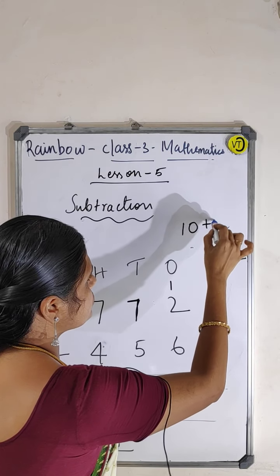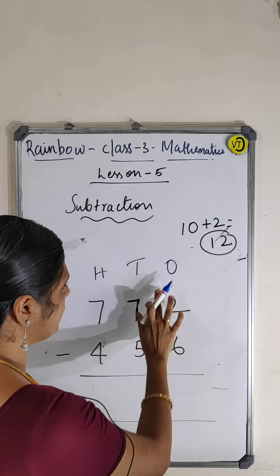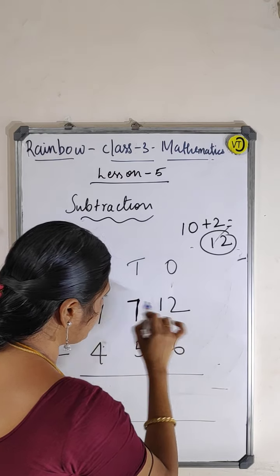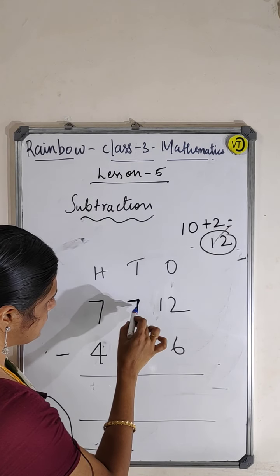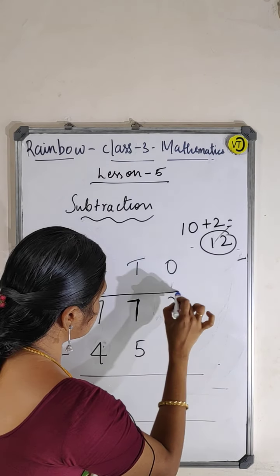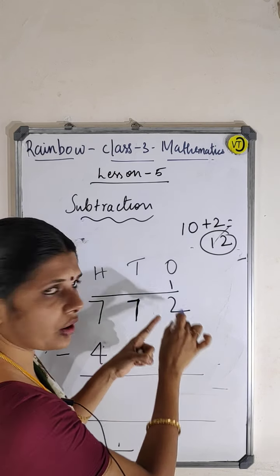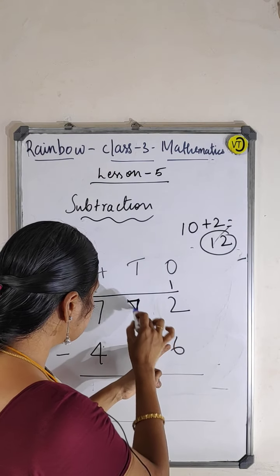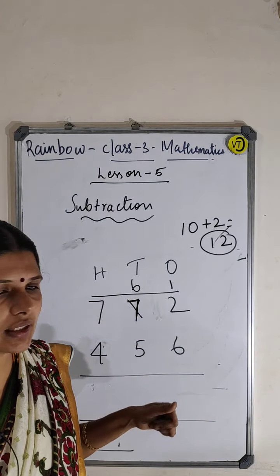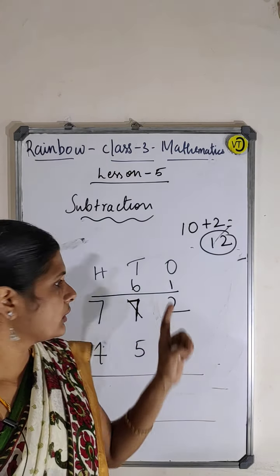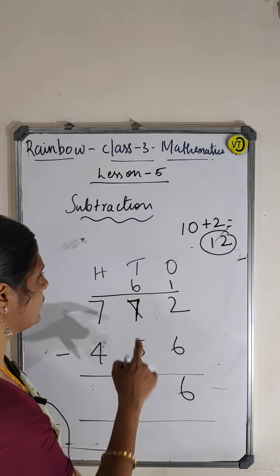1 ten plus 2 ones, how much is it? 12. The number here becomes 12. For your convenience, I will write it here. From the 7 I borrowed one, so it is 12. This is 6 now, because the 7 gave one. 7 minus 1 is 6 here. Now this becomes 12. 12 minus 6 is what? 6. Okay.